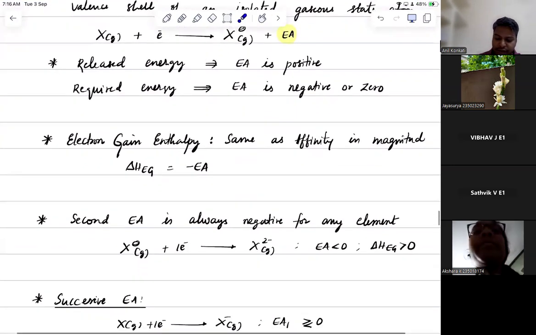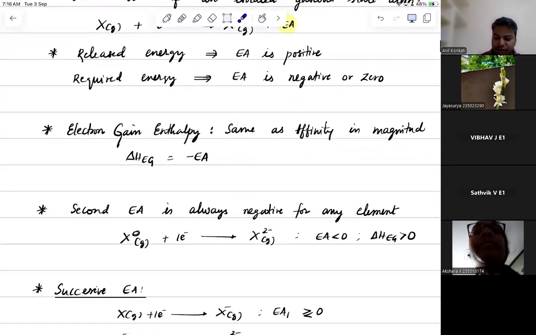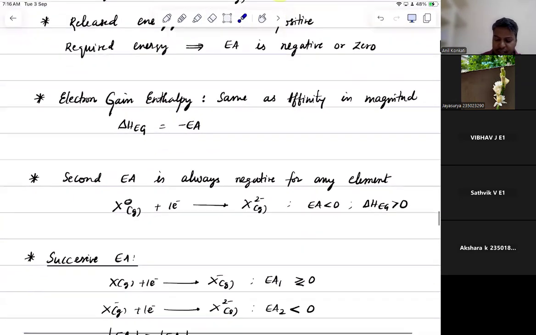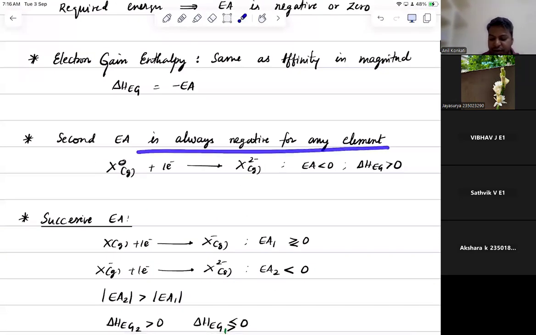Now, electron gain enthalpy would be same as electron affinity, but with a negative sign. That is, electron gain enthalpy will be equal to minus of EA. Second, electron affinity is always going to be negative for any element that has already gained a negative charge, because imagine it has already gained a negative charge and you are trying to push one more electron into it, so it won't accept it unless you forcefully add those electrons. Therefore, electron affinity is negative here, or electron gain enthalpy is positive.